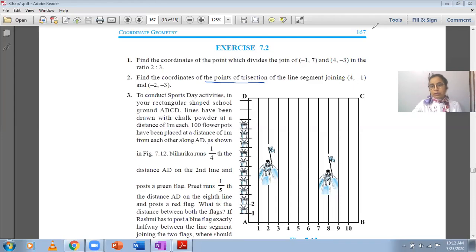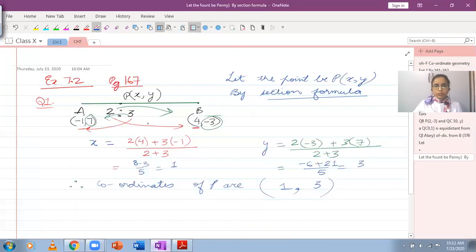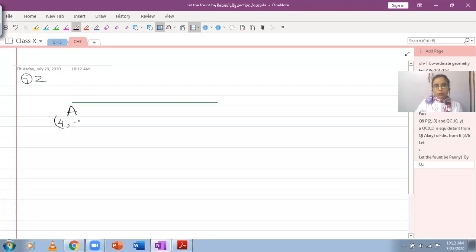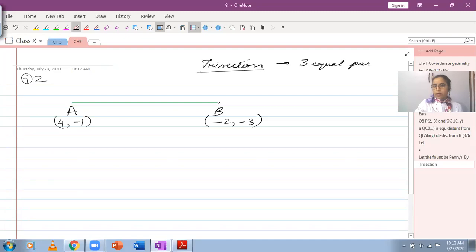So what will happen here is, if we just show it, we have point A here. The coordinates are 4, comma minus 1, and we have B here. The coordinates are minus 2, comma minus 3. Since we want to divide this line segment into three equal parts, trisection means three equal parts.